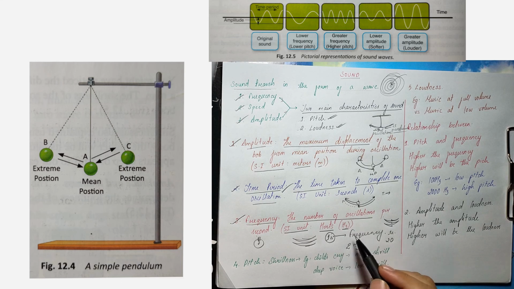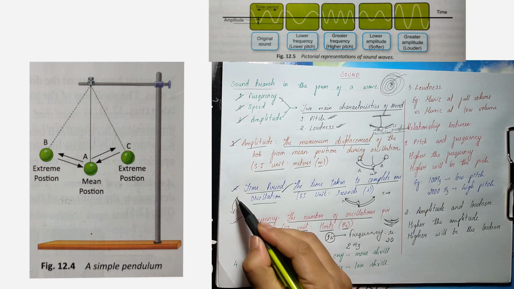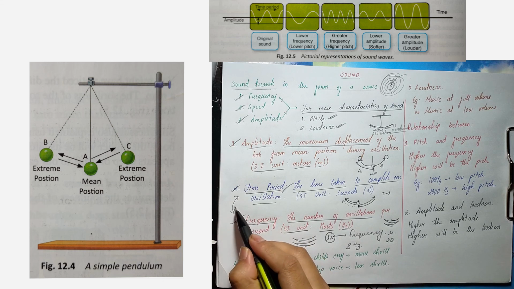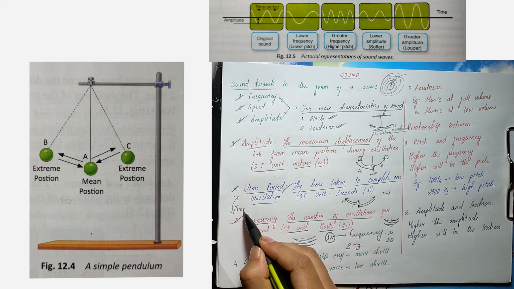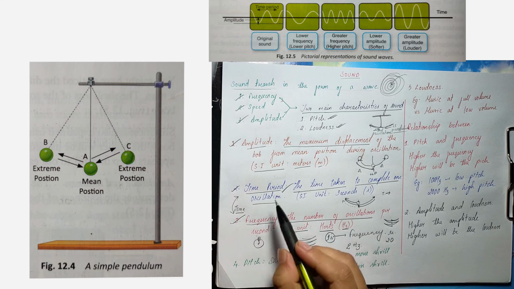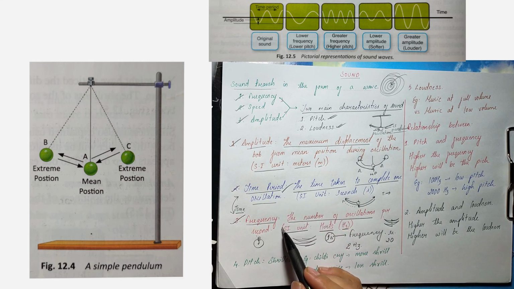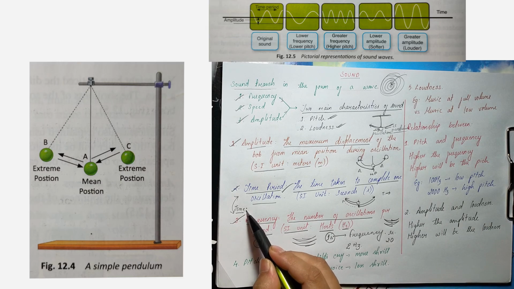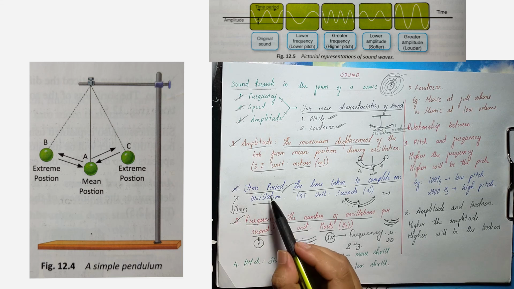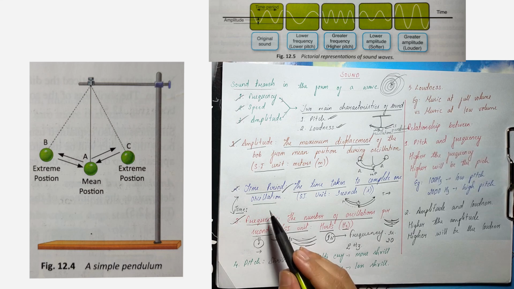Now we see that both of these deal with one variable, that is time. Time period: time taken to make one oscillation. Frequency: number of oscillations done in 1 second, which is nothing but time. So we know that there must be a relationship between time period and frequency. Let us understand this relationship with the help of an example.